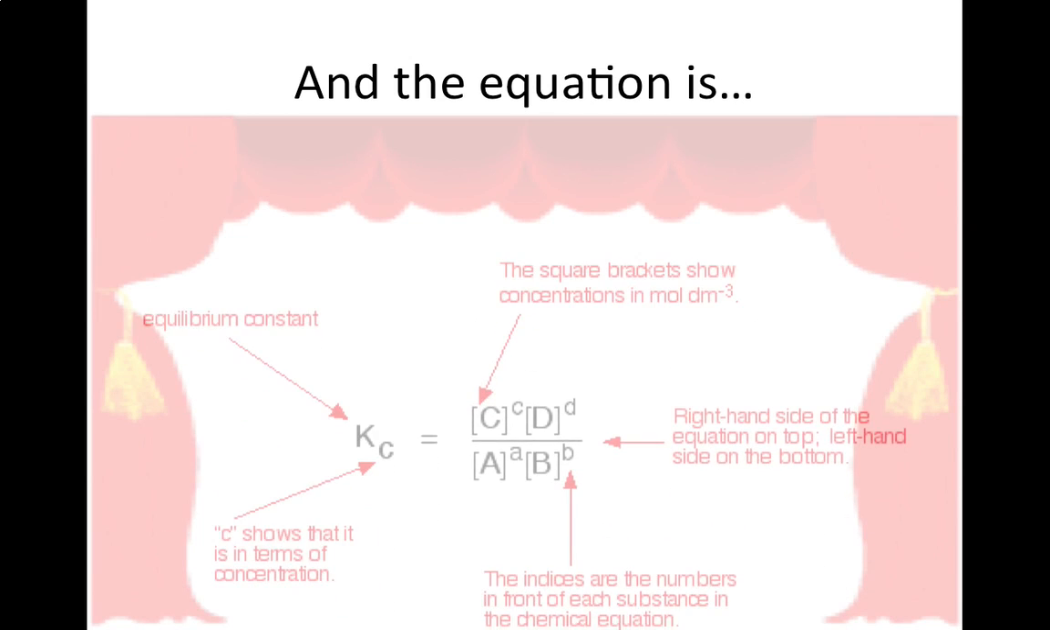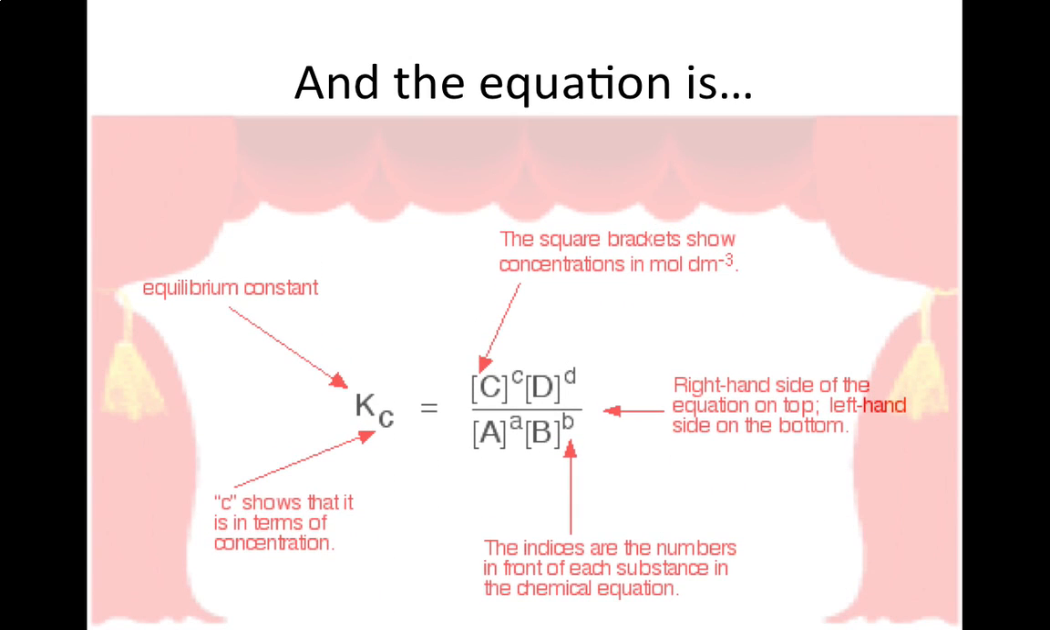So our grand equation here, Kc, the equilibrium constant in terms of concentration, that's what that C stands for. We've got the square brackets that we've seen many times before, which means the concentration, moles over liters or moles per decimeter cubed, moles dm to the -3, and then raised to the power of the coefficient.